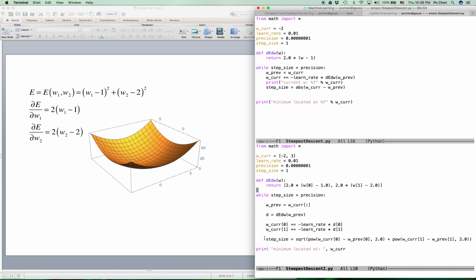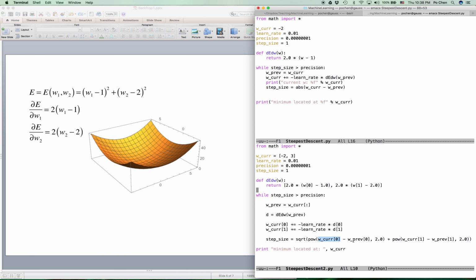And then the formula for computing the step size has been changed. If we are just in one dimension, the difference can be computed by subtraction and then taking the absolute value. But here we are in two-dimensional space, so every W has two numbers in it. The current W and the previous W both have two numbers. So in order to compute the step size, we have to compute the Euclidean distance between those two vectors.